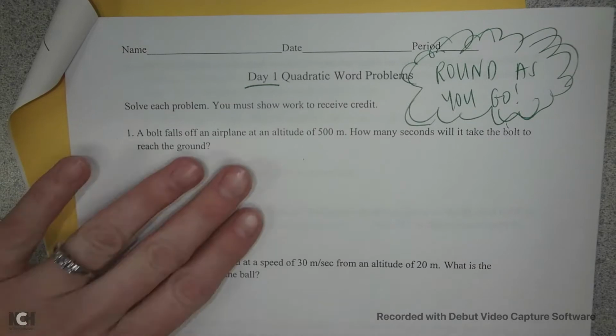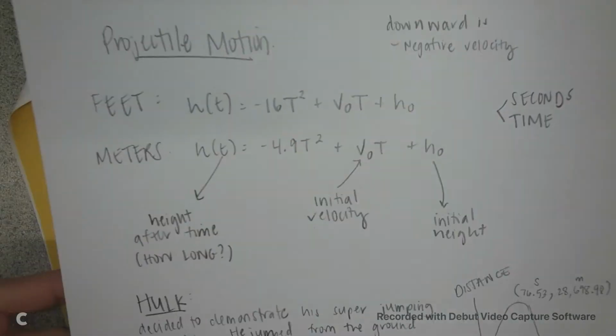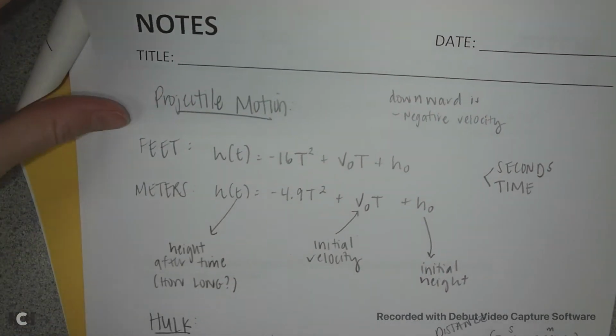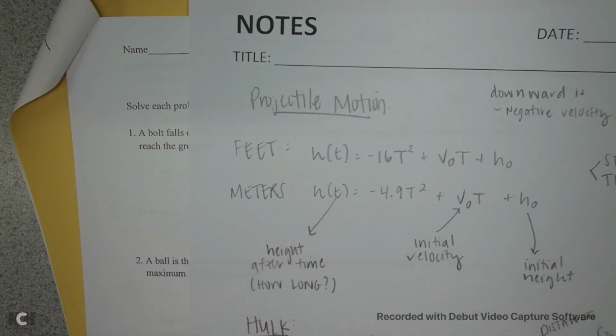Okay, a bolt falls off an airplane at an altitude of 500 meters. How many seconds will it take the bolt to reach the ground? Well, as we talked about in a different video, the formulas are these. So these are our formulas that we're using. Since my problem is in meters, I'm going to use the meters formula. And I am going to write down our information, okay?